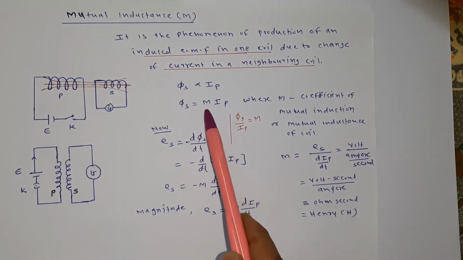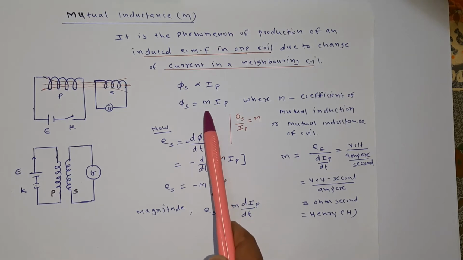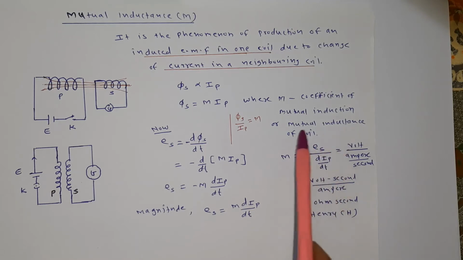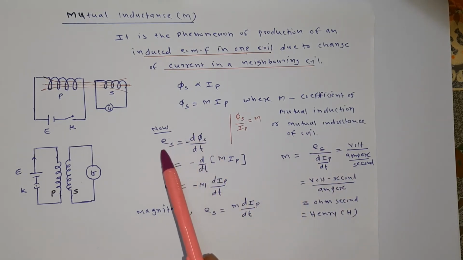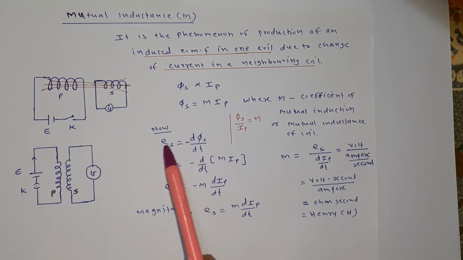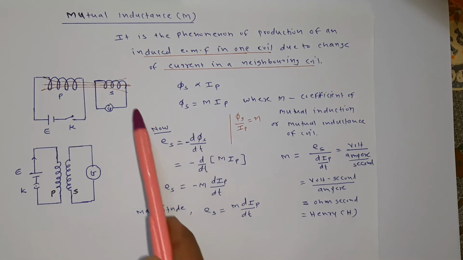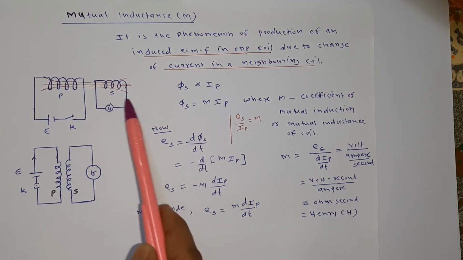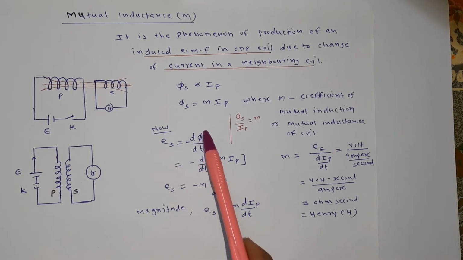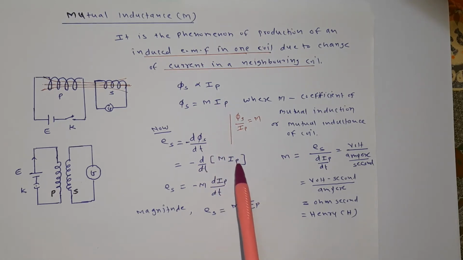If I remove the proportionality sign, I can write mutual inductance M, where M is the coefficient of mutual induction, or mutual inductance of the coil. According to Faraday's law, ES is the EMF induced in the secondary coil due to change in flux in the secondary coil. Because here as the flux changes, what will happen? EMF will be induced. So EMF induced in the secondary coil is due to change in magnetic flux. Flux is equal to M IP, where M is the constant of proportionality. We'll write it this way: dIP upon dt.